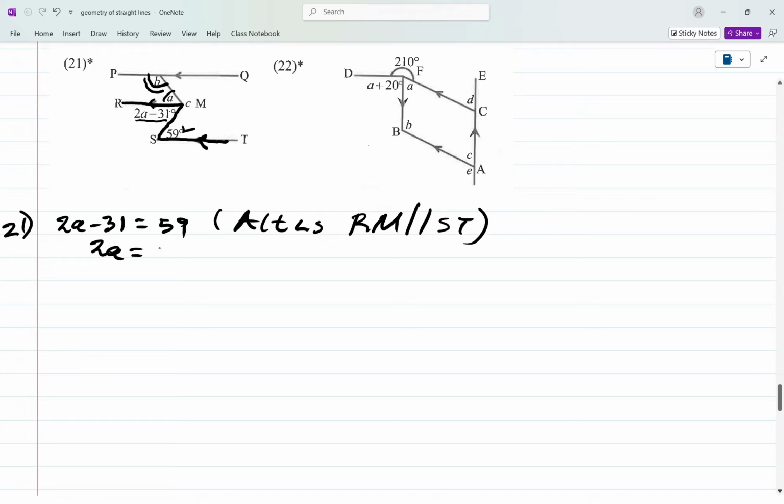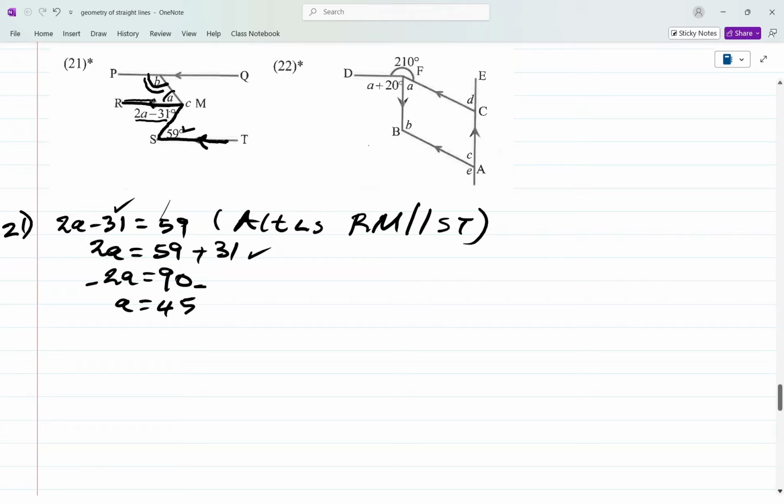Therefore, 2A will be 59 plus 31. This 31, which was negative on the left, is now on the right, which is going to be positive. And then 59 plus 31 is giving us 90. Therefore, 2A will be 90 degrees, which implies that the value of A will be 45. I have divided by 2 both sides to get the value of A as 45. And then we move on now.